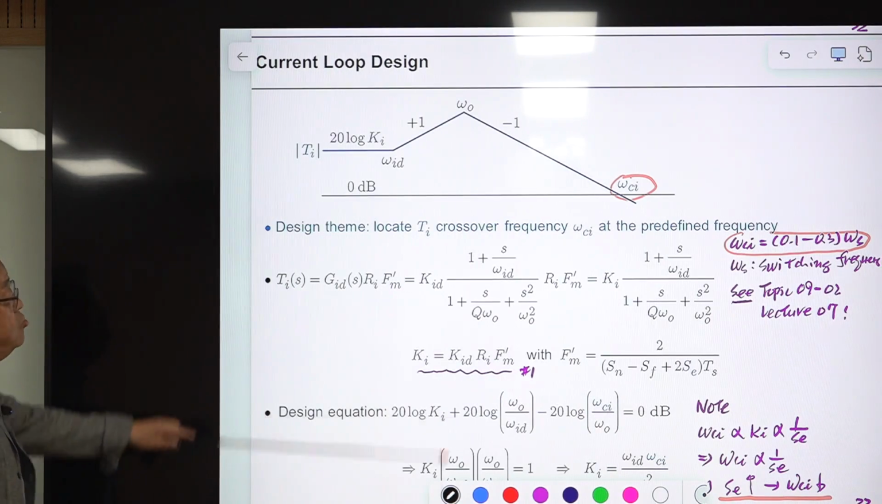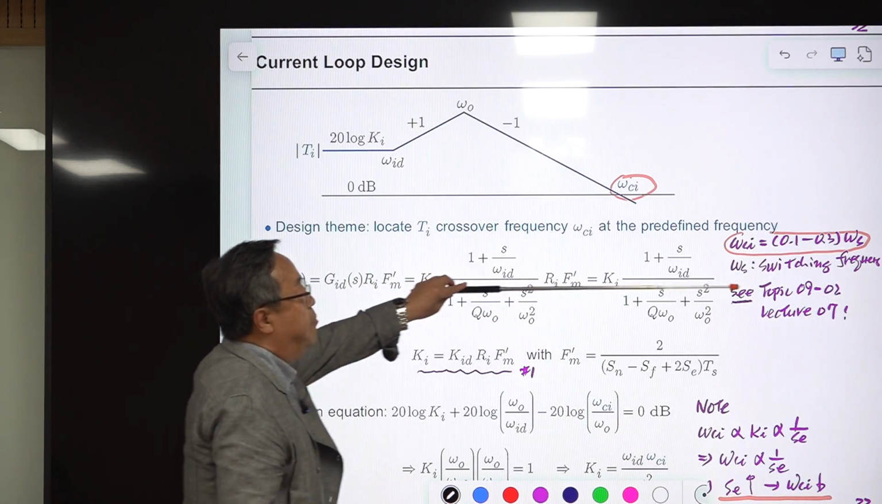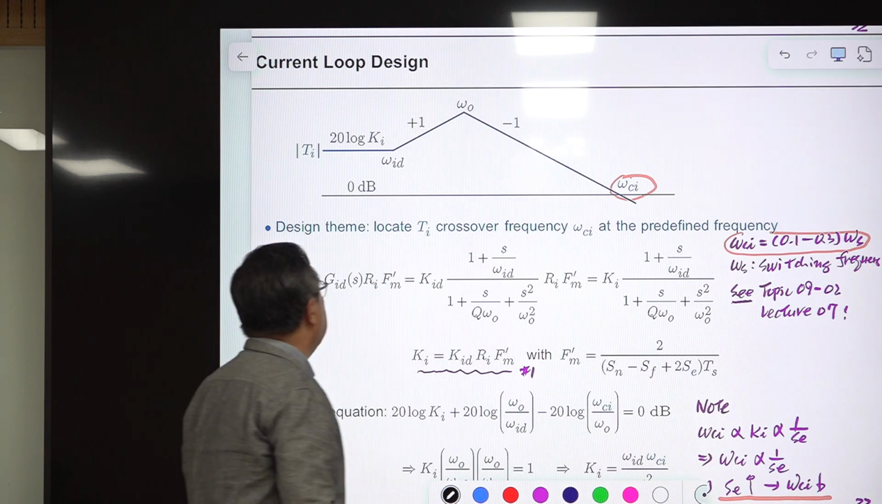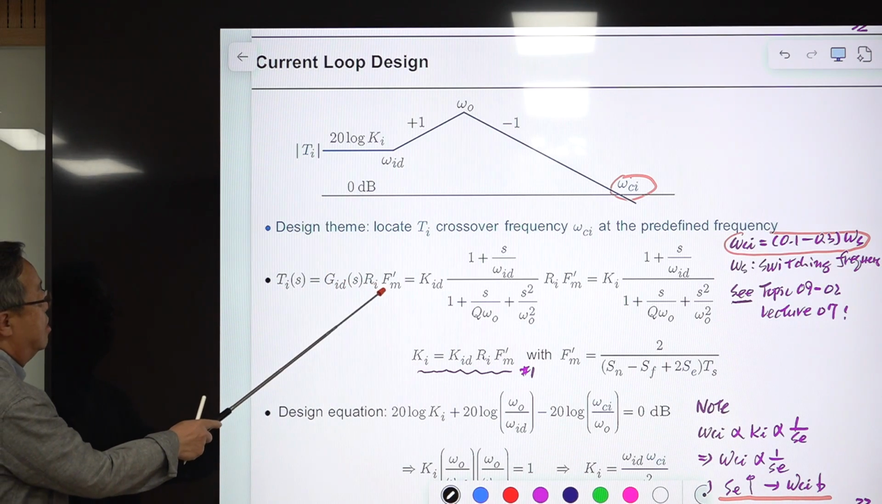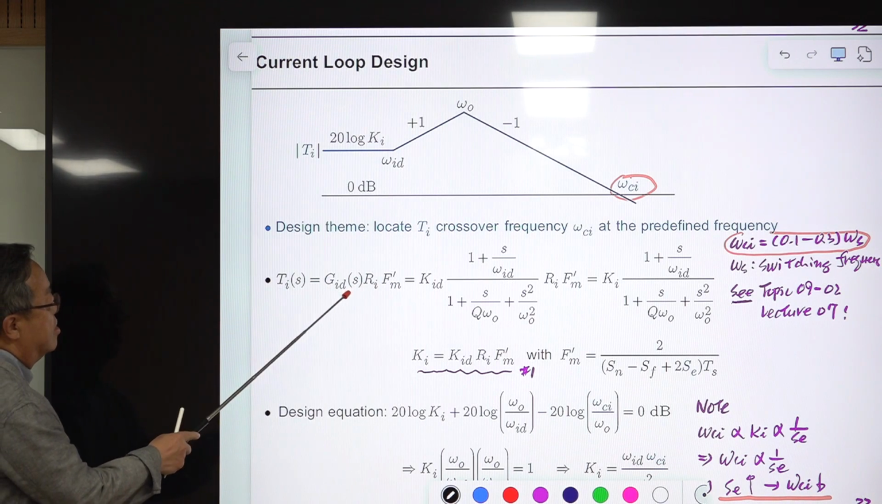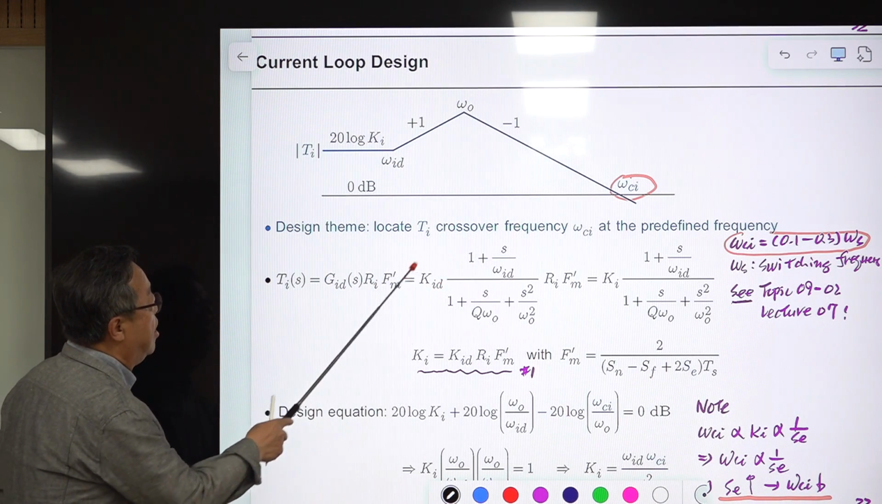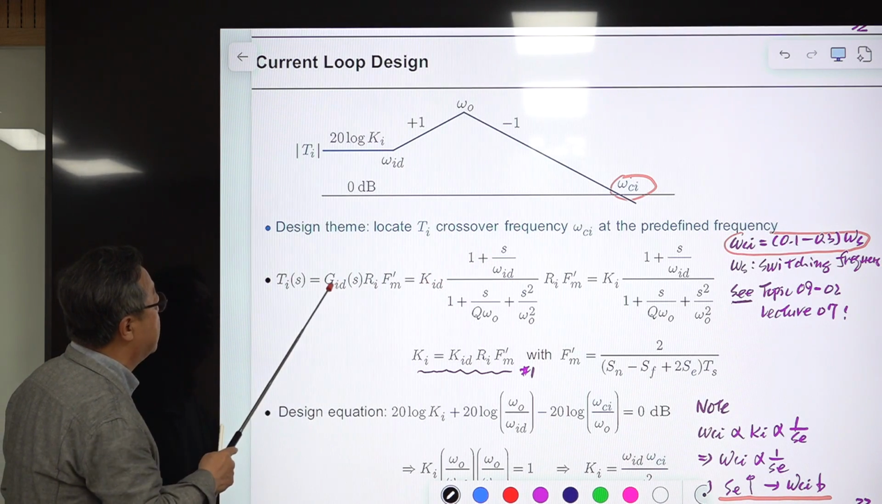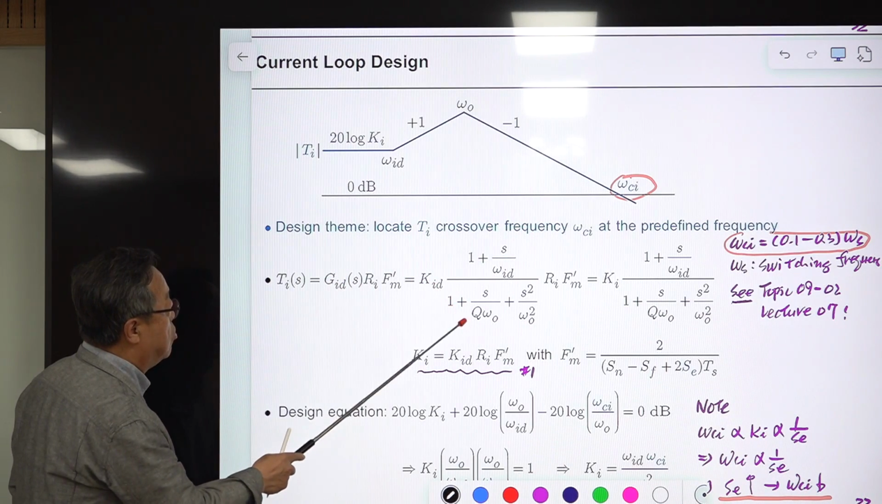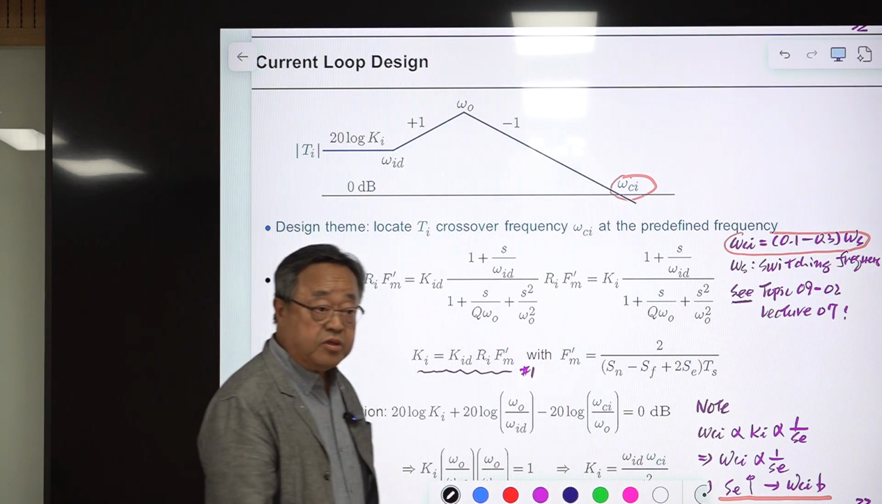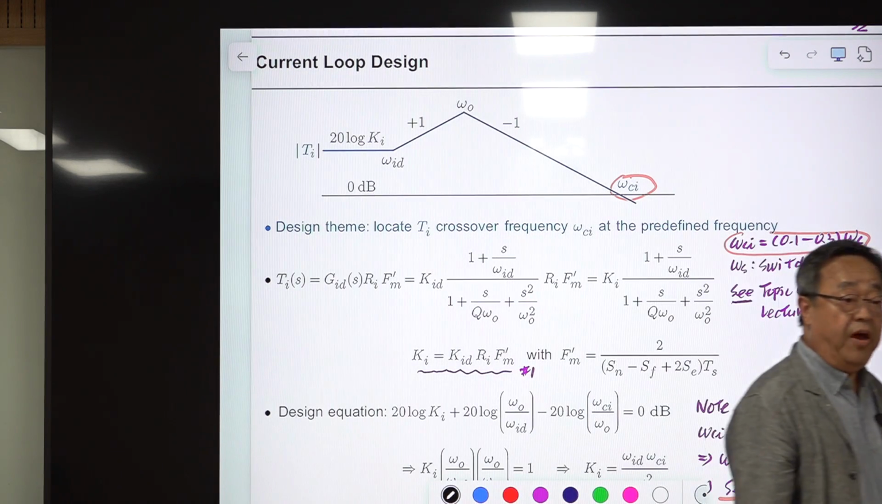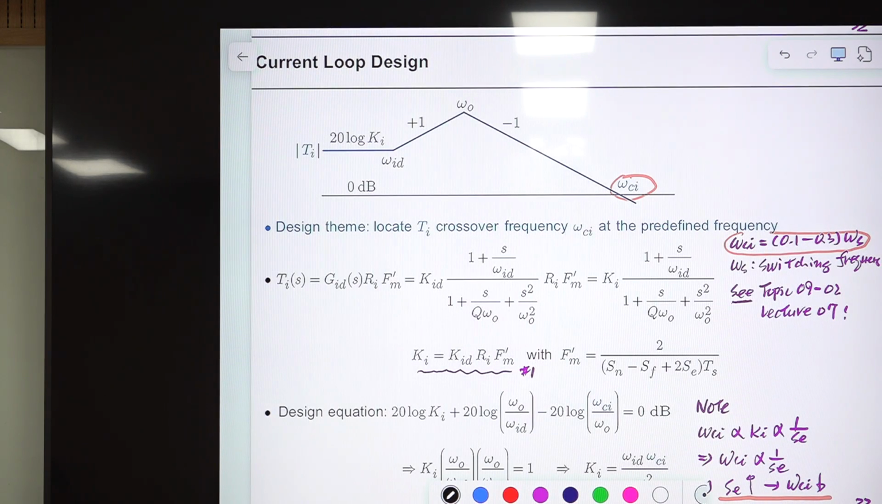So assume you select one typical value in between here, then the Ti expression is this. The Gid expression is this one, and Kid is the DC gain of the control to inductor current transfer function. Ri is the current sensing network gain, and Fm prime is the modulator gain of current mode control. So they are all constant.